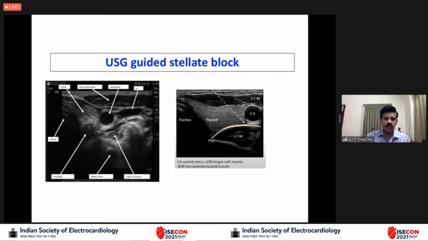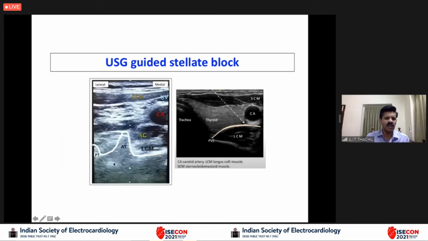The stellate block can be done ultrasound guided also, where you can see the carotid artery, the sternocleidomastoid, and the longus colli muscle. The only tough part is to identify the transverse process of C6. The anterior process is longer than the posterior process in C6. You need some expertise in doing this part. The vessels are easily identified.